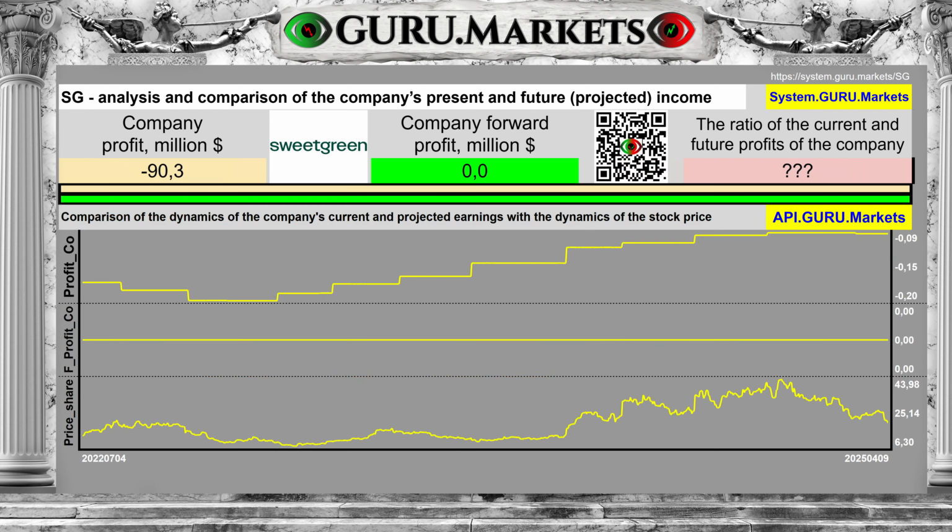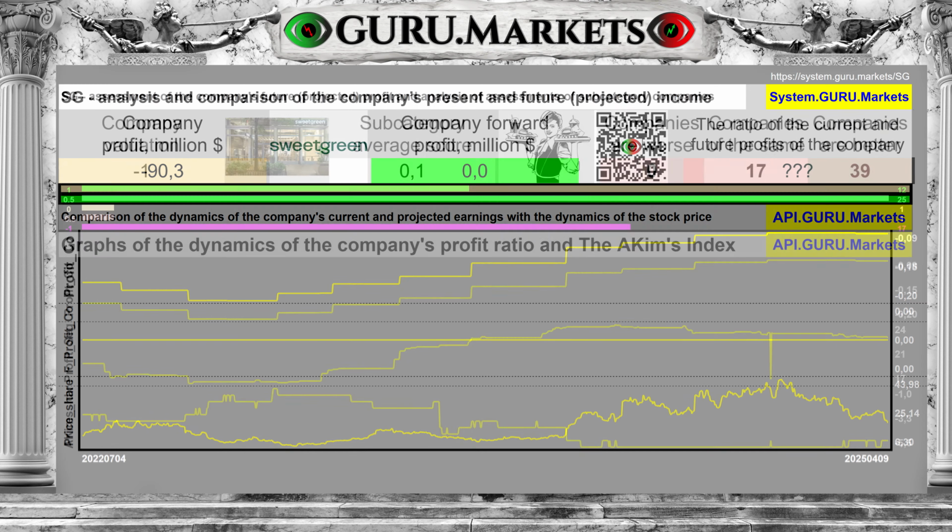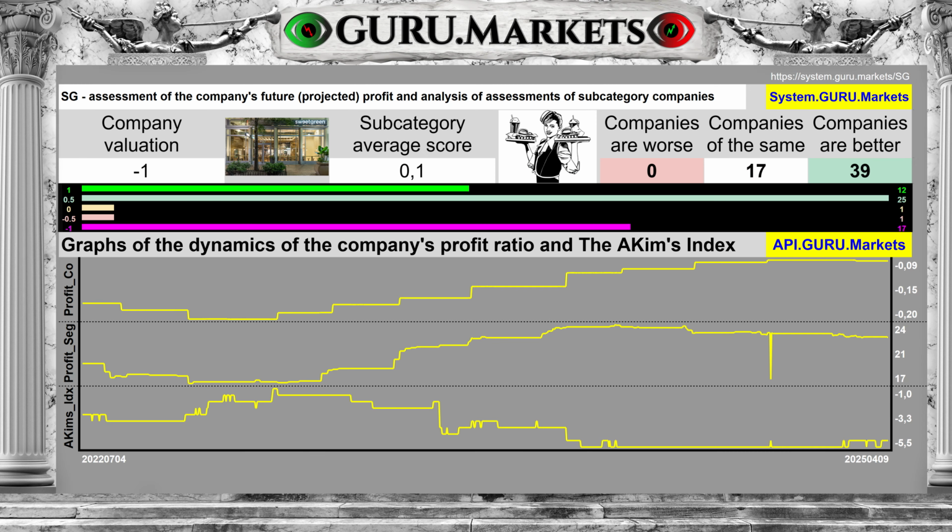Profit for the last 12 months was -$90 million. Future earnings for the next 12 months are unknown. And this is very bad for the company. Assessment of the predicted future profit indicator in comparison with the subcategory, bad, -1 point.